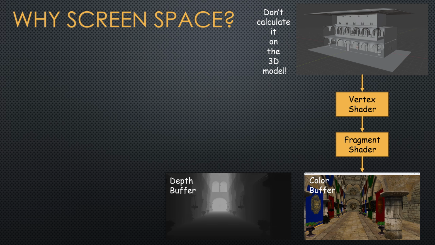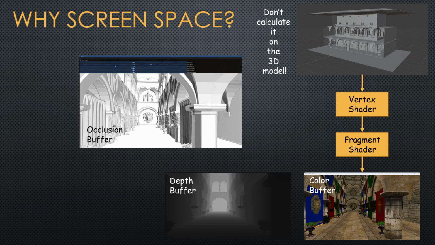So we have populated color and depth buffers as input. The color buffer contains the colors of the closest pixels, and the depth buffer contains the depth of these pixels. This means we have a fixed overhead for the SSAO calculation, regardless of the complexity of the 3D scene.